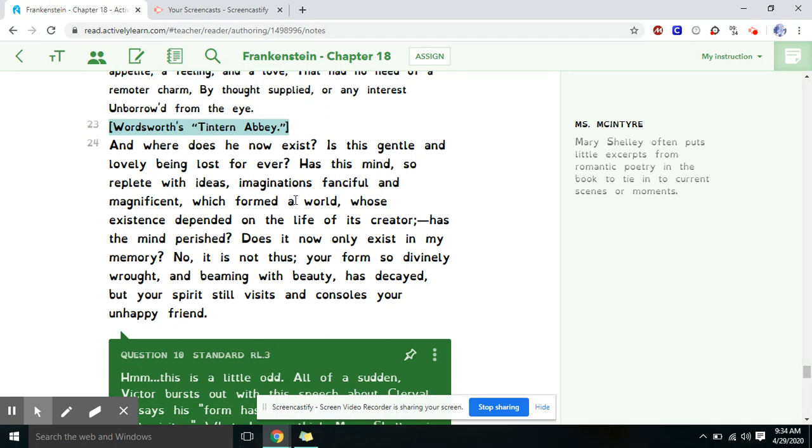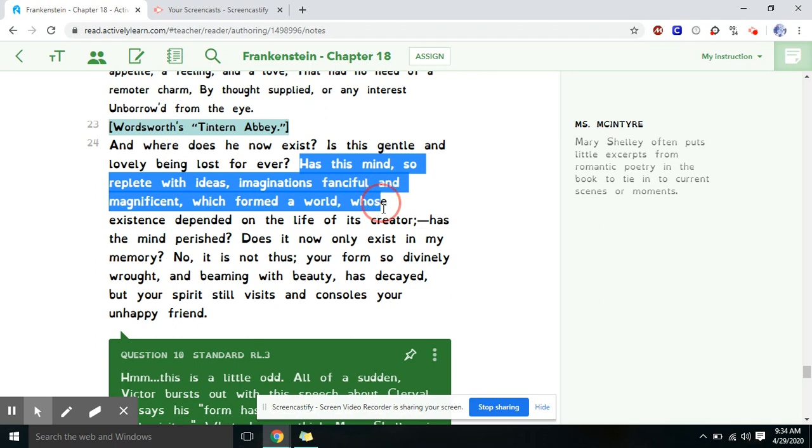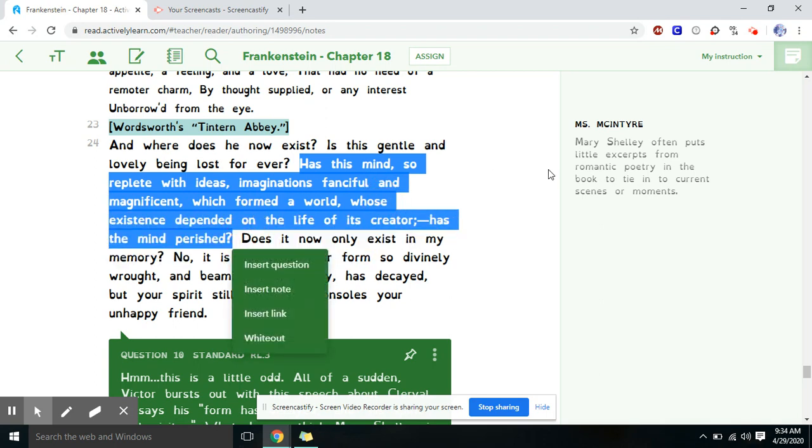But another thing I want to point out here, and this is really critical to what Mary Shelley's doing, right? She's comparing Henry and Clerval for a reason. And she has this great line in here that compares them directly. When Victor's talking about Clerval, he says, has this mind so replete with ideas, imaginations fanciful and magnificent, which formed a world whose existence depended on the life of its creator. Has the mind perished? So we know that Victor created a being, and that being depends on Victor to thrive, right?